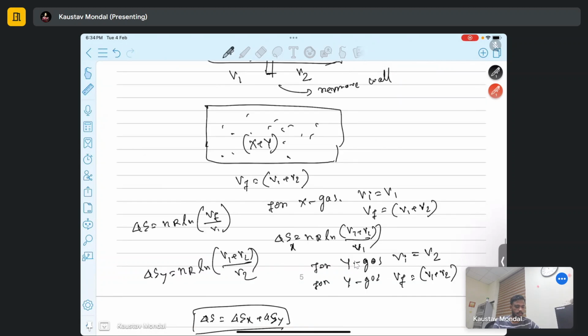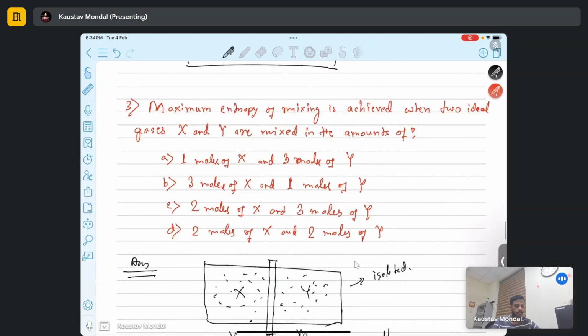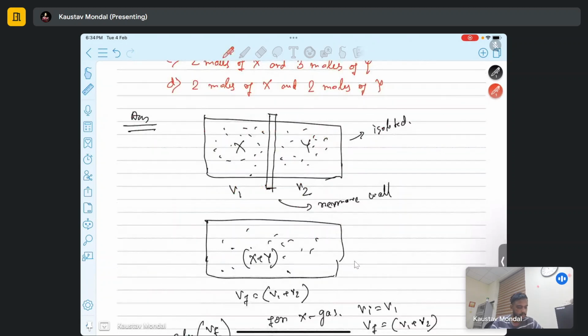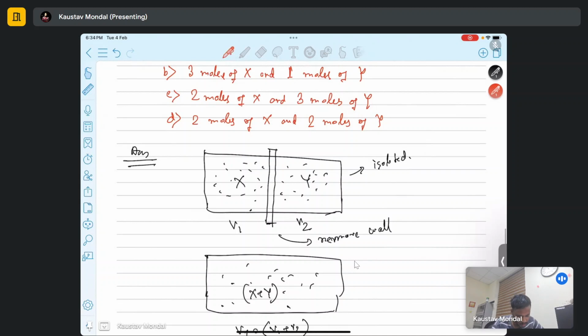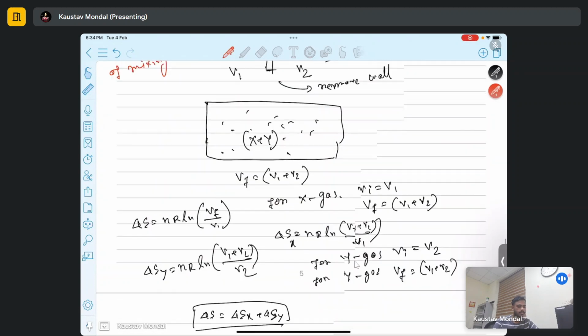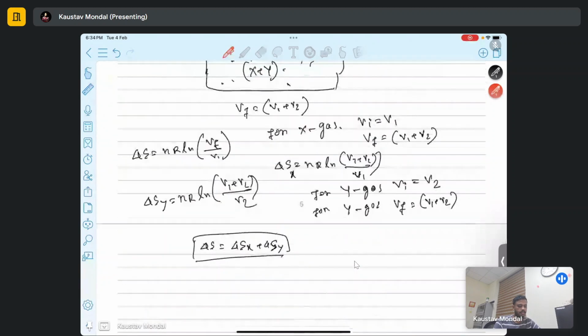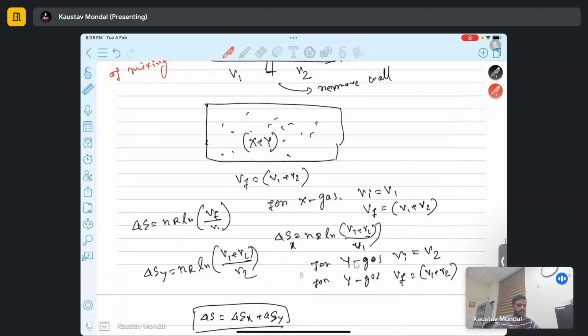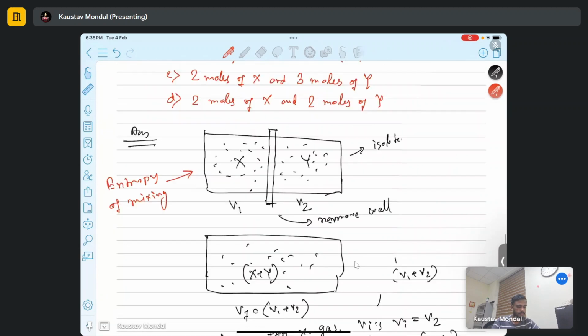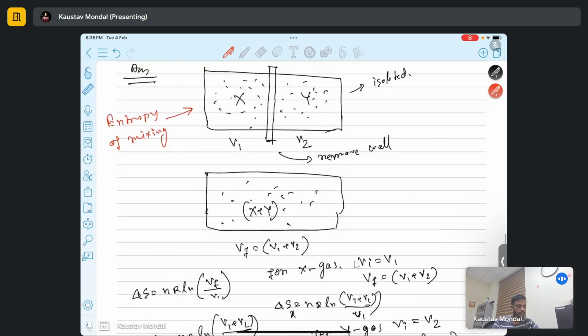Okay, so this is the main thing that I want to explain here. This is basically called the entropy of mixing. This phenomenon is known as entropy. It basically gives you a mathematical formulation of how this entropy of mixing gives rise to the change in the entropy of the whole system. So that's it. Now we'll focus on our problem.